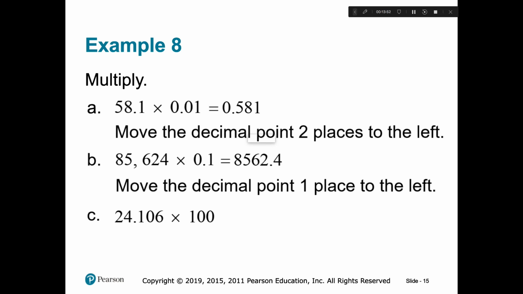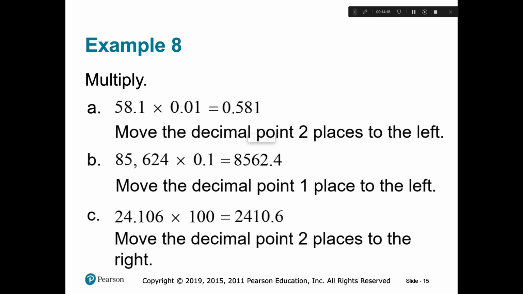Our final one, we're multiplying by 100. Are we moving left or right? Right, because this number is bigger than 1, so we're making our number bigger. We're moving our decimal point to the right. How many places am I moving it? So my new number is 2,410 and 6/10. But you don't have to put the 0 there after the 6. Right. Okay.